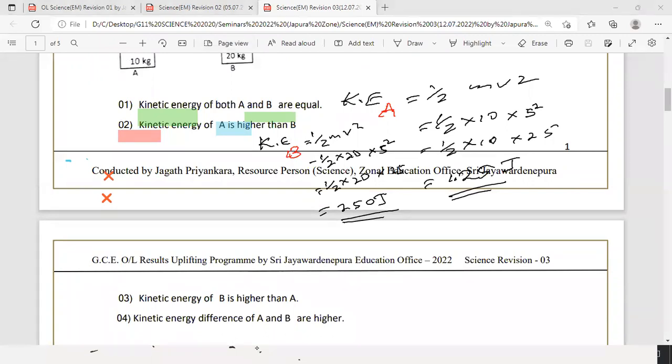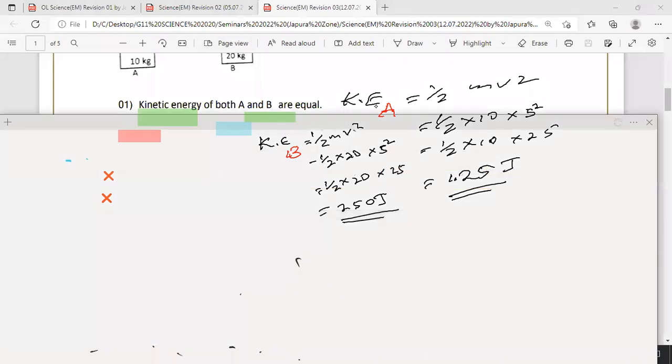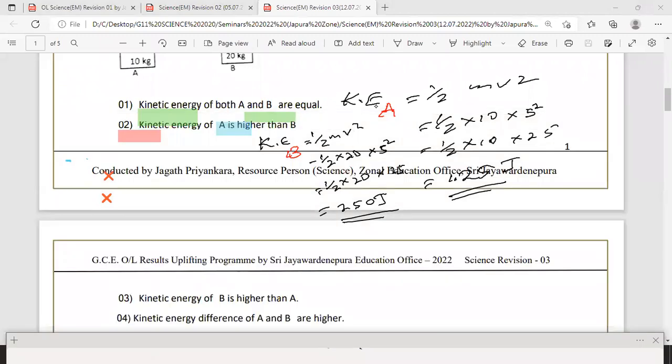So if you have not done it, you can do the calculation. If you can't remember this equation, you can see the kinetic energy of each object I calculated. You get a higher value for B than A. The kinetic energy difference of A and B is higher, though not that high, around 2. This is not 1.25, this is 125, right? 125.